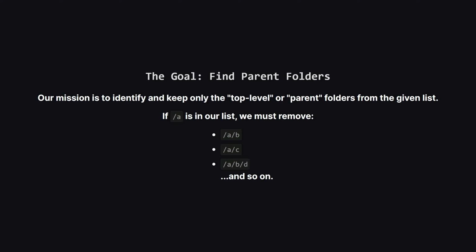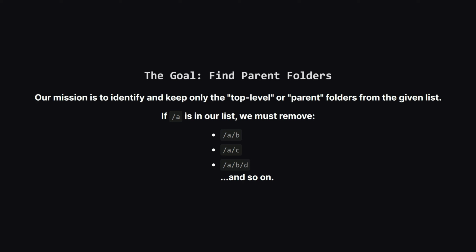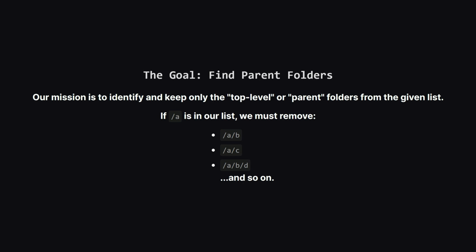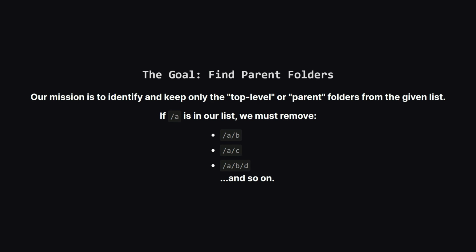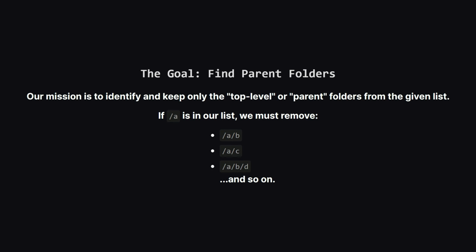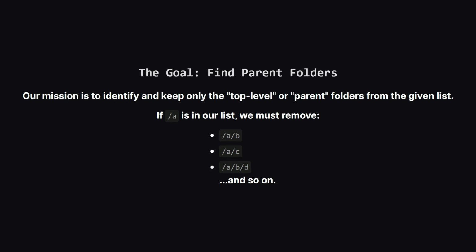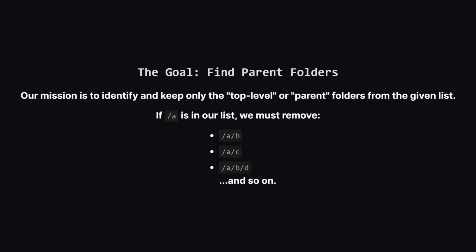Alright, here's the official problem description. Essentially, we're given a list of strings, where each string represents a folder path. Our job is to go through this list and clean it up by removing any folder that is a subfolder of another folder also in the list. We then return the cleaned up list. So to put it simply, we're looking for the most general or highest level folders. If a folder like /a is present in our input list, then any other folder that lives inside of it, like /a/b or /a/b/c, is considered a subfolder and needs to be removed from our final result.